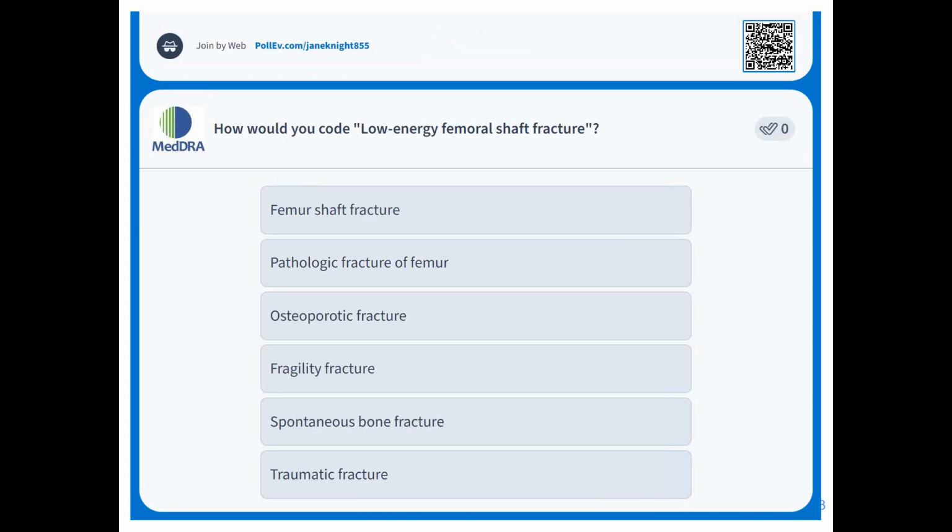Or which LLT would you select here? Femur shaft fracture, pathological fracture of femur, osteoporotic fracture, fragility fracture, spontaneous bone fracture because it was a low energy fracture, or traumatic fracture because still there was some external impact on the patient leading to this fracture. It was low energy, but still can be considered as a traumatic fracture. What would you do?